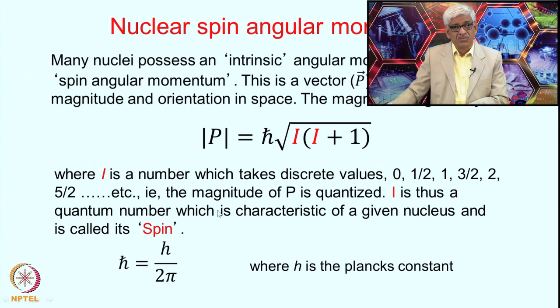I is thus a quantum number which is characteristic of a given nucleus, and it is called its spin. Every nucleus therefore has a particular I value, and that is called its spin. In nuclear structure terms, this refers to the ground state of the nucleus. So therefore, we always deal with the ground state of the nucleus, and the I value there is called the nuclear spin. Here h cross is equal to h by 2 pi, where h is the Planck's constant.